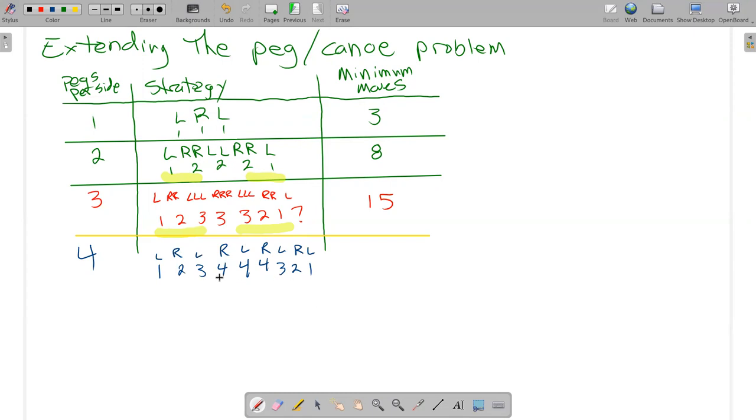And if I add those up, what does it come to? I have 1, 2, 3 fours, so that's 12. And then I have 1 plus 2 plus 3 is 6, and another 6. 12 plus 6 plus 6 is going to give me 24. There should be 24 moves for that.